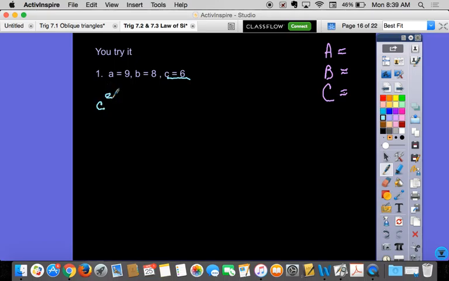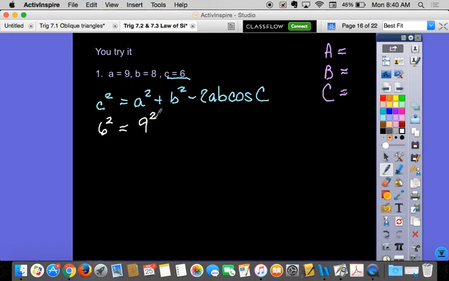So, c squared equals a squared plus b squared minus 2ab cosine c. And the reason I say find the smallest first, you tend to have fewer errors and fewer discrepancies in your answers if you will work from the smallest angle to the largest angle. So let's put in our information. We have 6 squared. And if you didn't want to do the prep stage, you can do it like this if you want to. It's just a different option.